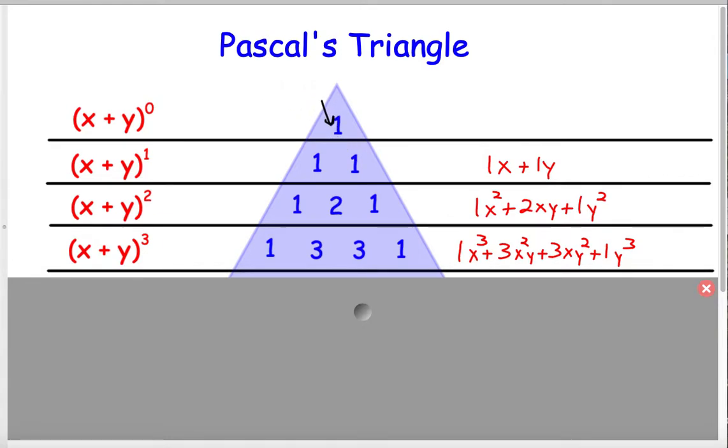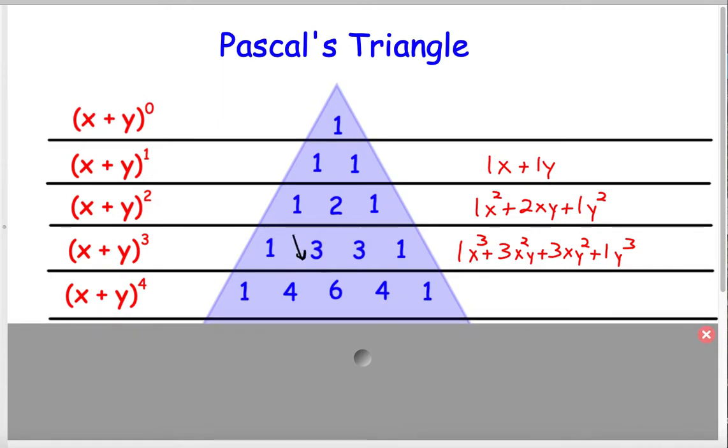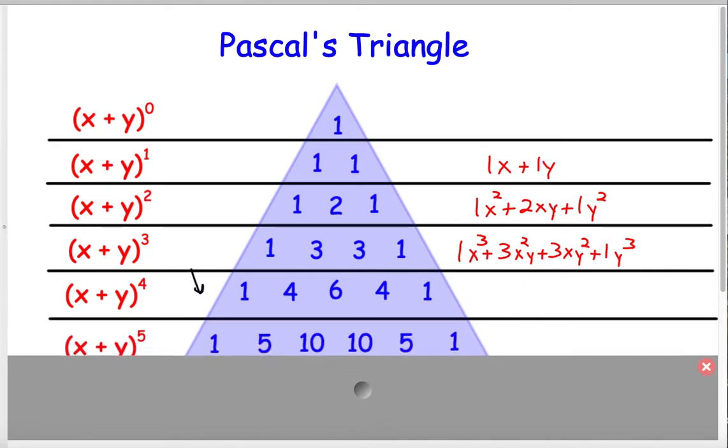So what we do is we have 1s going down on the right and left side, and then in any row, we add two numbers, and in between, in the next row, we write their sum. So 1 plus 2 equals 3. 2 plus 1 equals 3. We keep going. 1 plus 3 is 4. 3 plus 3 is 6. 3 plus 1 is 4. And we have 1s on the outsides, on the left and the right.